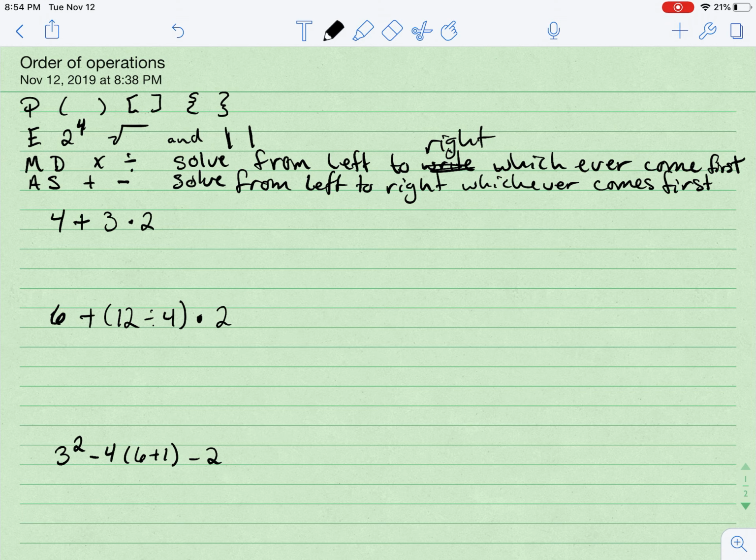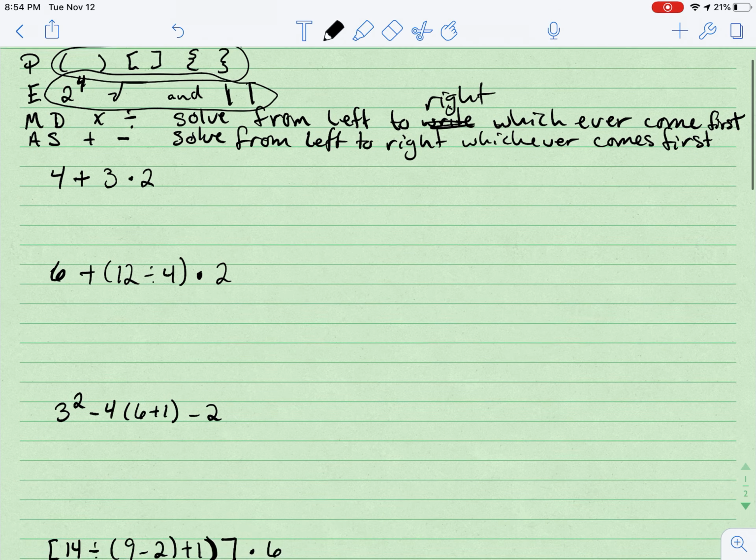And with exponents, it's going to be the same thing. And with parentheses, whichever of these come first, the three different brackets here, or exponents, square roots, or absolute value, you're always going to work left to right. But you will do parentheses before exponents or square roots, and you do exponents before multiplication, division, and you do multiplication and division before adding and subtracting. Okay, so we'll go through a few examples here.